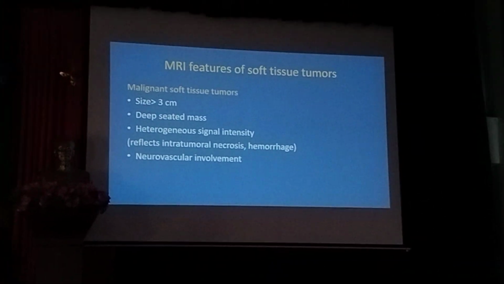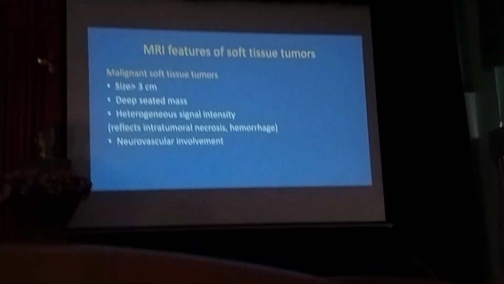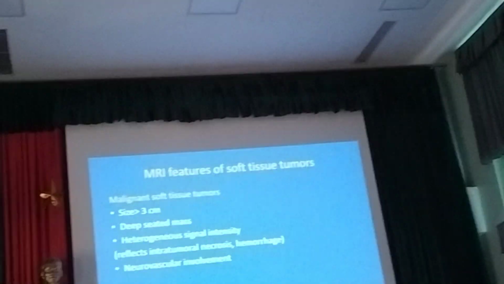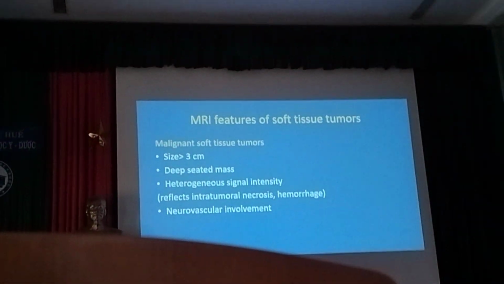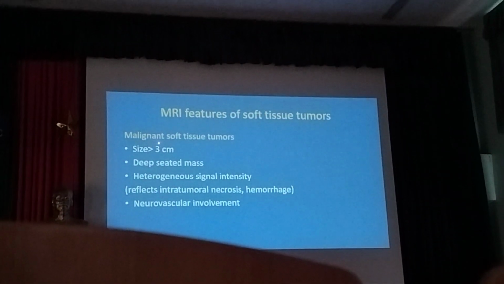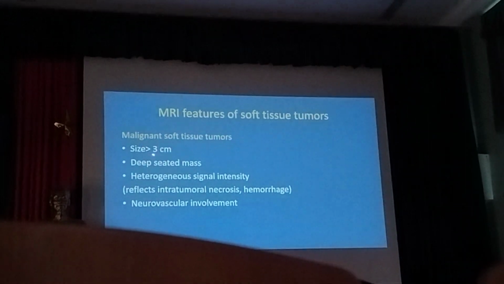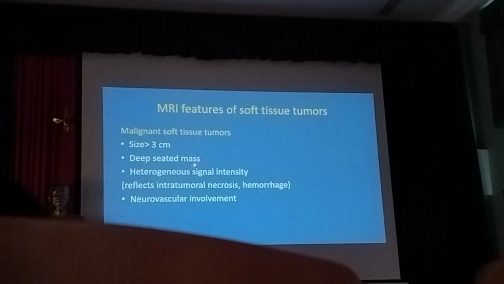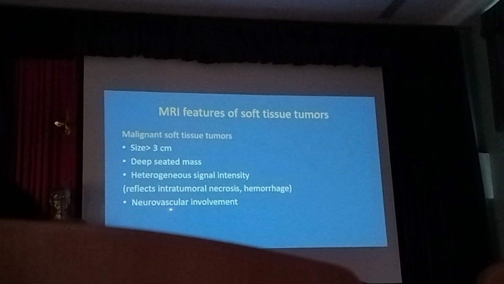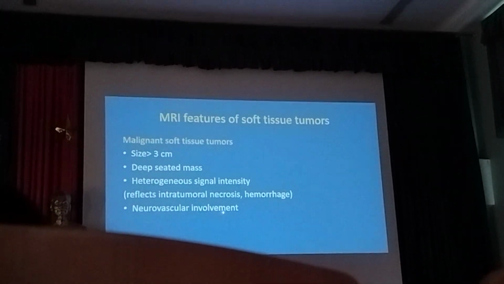Okay, and the last thing is some tumor where you cannot tell what the pathological finding is supposed to be, and you will consider that a malignant tumor until proven otherwise, if the size is more than 3 cm, it is a deep-seated mass, heterogeneous, or has something like neurovascular involvement.